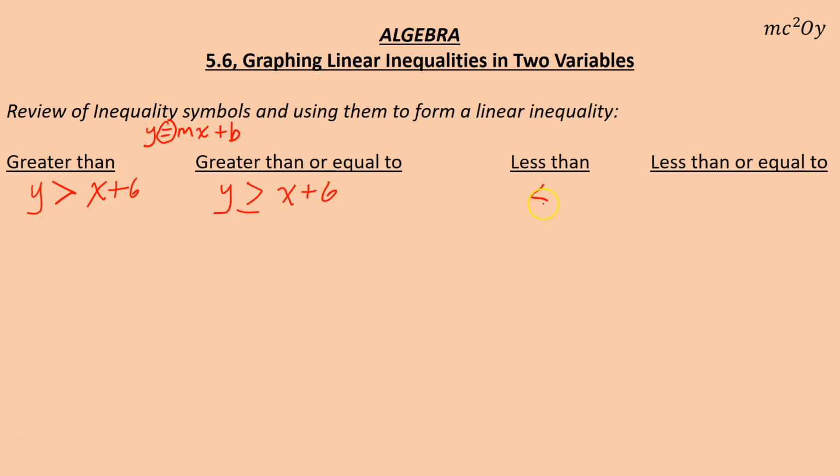If I had less than, it would point to the left. Let's just use the same: y is less than x plus 6. And less than or equal to would have the little line under it, still pointing to the left. Y is less than or equal to x plus 6.